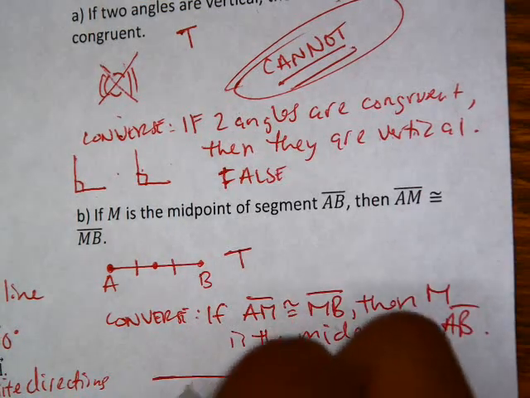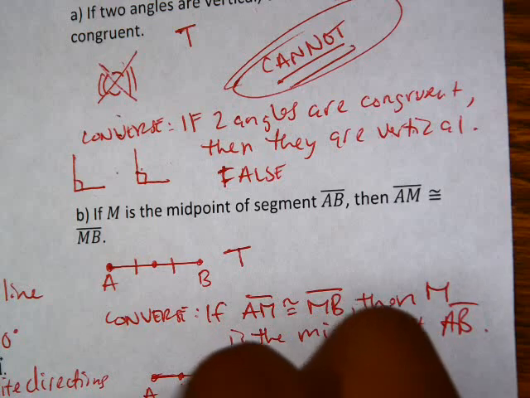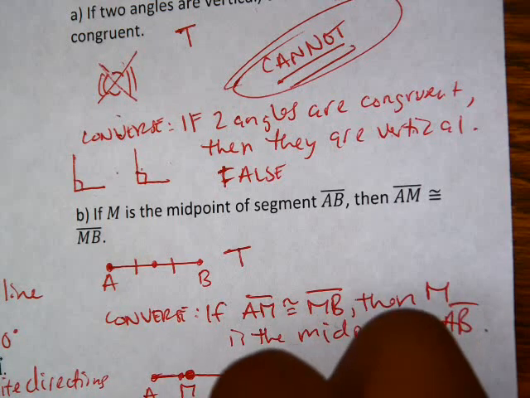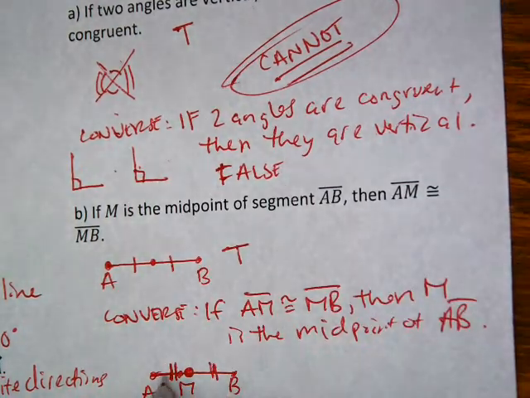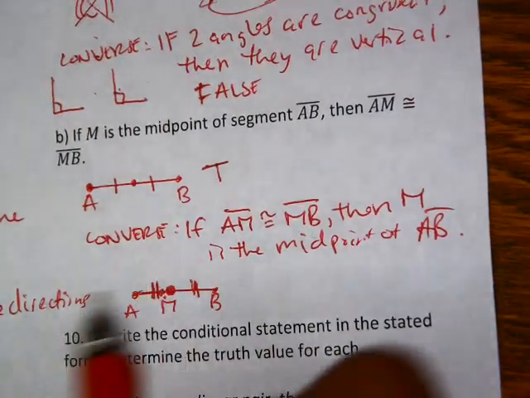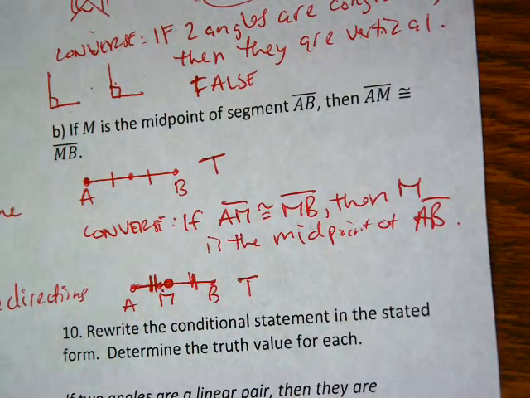Well, let's see. Here's AM. Ooh, that was a terrible spot. And let's pretend that AM is equal to MB. Does that mean that M is the midpoint? Does that mean that M is the point in the middle? Yes, that's also true. So this is true forwards and backwards.